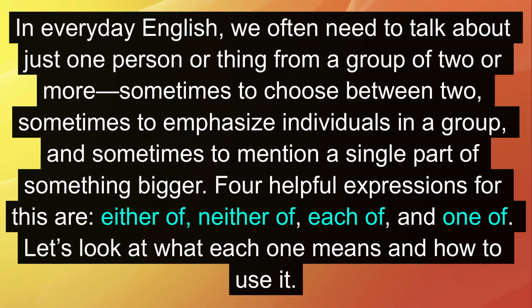In everyday English, we often need to talk about just one person or thing from a group of two or more. Sometimes to choose between two, sometimes to emphasize individuals in a group, and sometimes to mention a single part of something bigger. Four helpful expressions for this are either of, neither of, each of, and one of. Let's look at what each one means and how to use it.